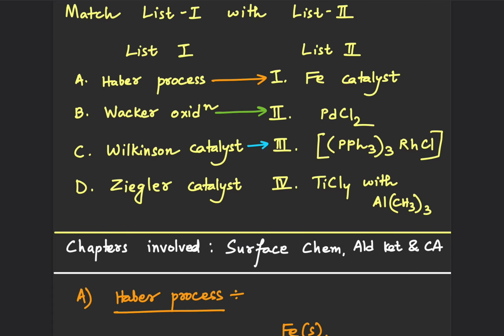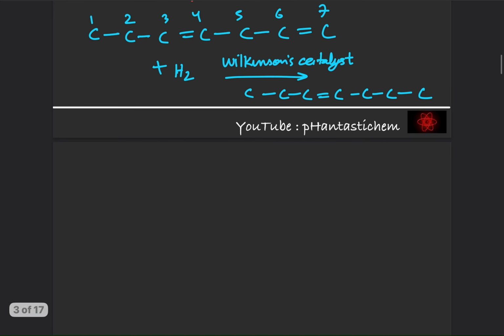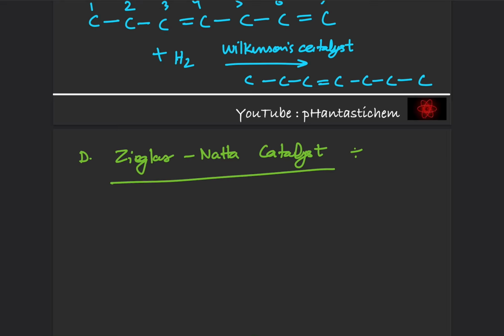And next we have D, Ziegler catalyst, which is also known as Ziegler-Natta catalyst. So before that, we have to know what is the meaning of polymerization. So whenever we do polymerization, we have many small molecules called monomers. They chemically react and bond together to form long chains or 3D network known as polymers.